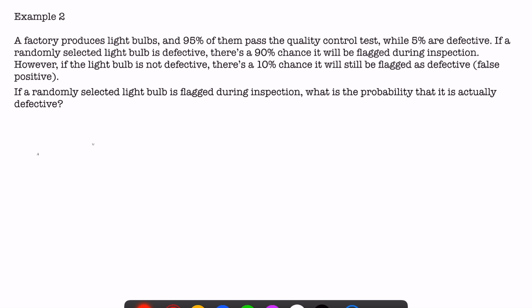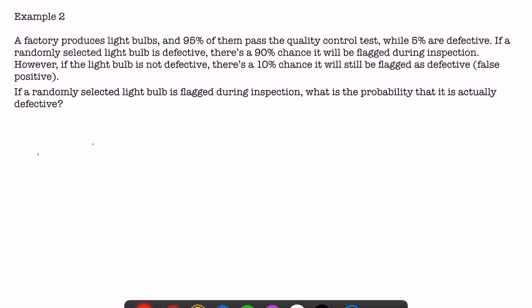A factory produces light bulbs and 95% of them pass the quality control test while 5% are defective. If a randomly selected bulb is defective, there is a 90% chance it will be flagged during inspection. However, if the light bulb is not defective, there is a 10% chance it will still be flagged as defective. That is a false positive basically. So if a randomly selected light bulb is flagged during the inspection, what's the probability that it is actually defective?